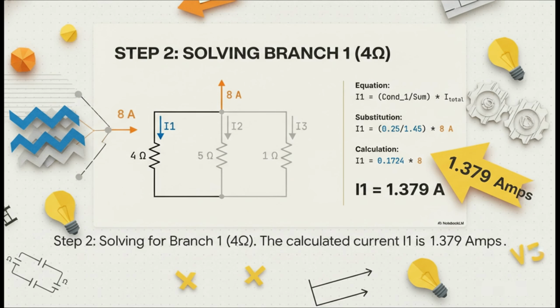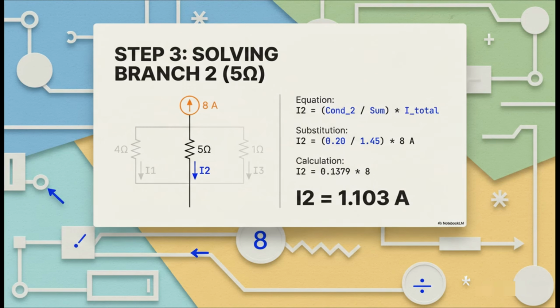All right, let's find the current in branch 1, the one with the 4-ohm resistor. We take its conductance, which was 0.25, and we divide it by our total, 1.45. Then we just multiply that by the total current coming in, which is 8 amps. You punch that into your calculator and boom, 1.379 amps. See? Not so bad.